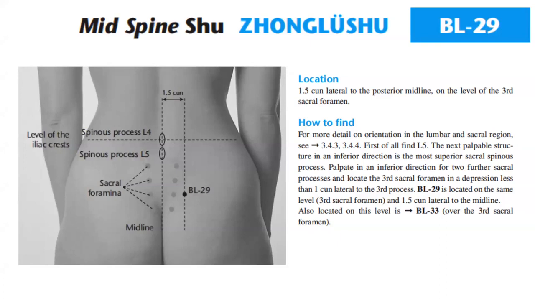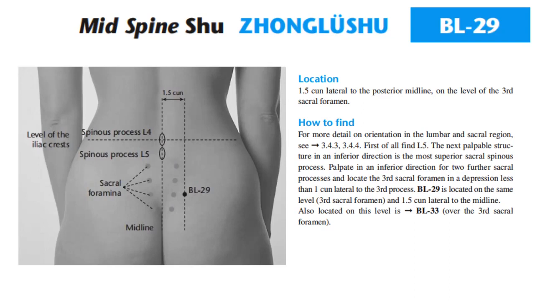First, we can palpate the lumbar and sacral region. First, we have to find lumbar 5. The next palpable structure in an inferior direction is the most superior sacral spinous process. Palpate in an inferior direction for 2 further sacral processes and locate the third sacral foramen in a depression less than 1 cun lateral to the third process.